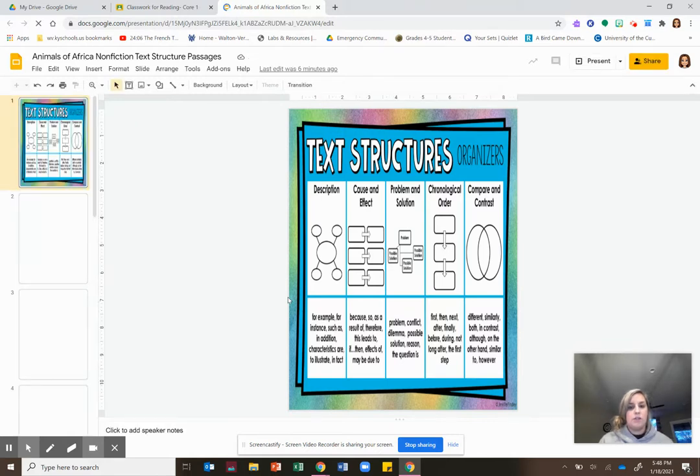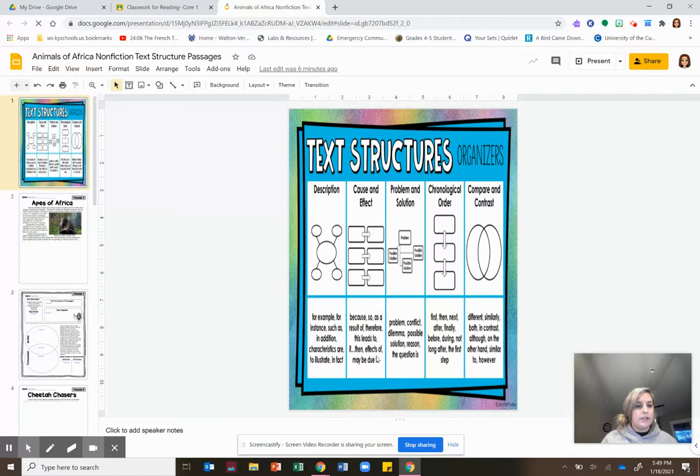To start on these slides, the first slide is just this graphic organizer that you guys have already seen. This should look familiar. It gives you the 5 text structures, the graphic organizer that goes with it, and then some keywords to look for. This will help you when you are reading the passages and you have to identify those keywords.